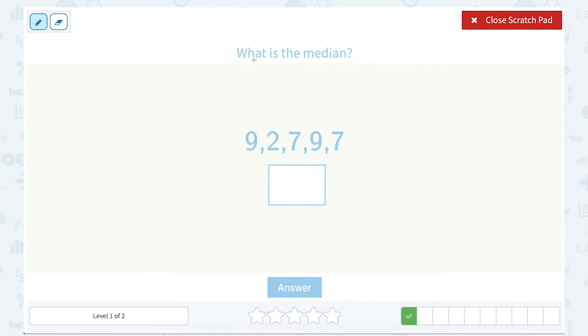Okay, I have another question about the median. So I'm going to start by putting my numbers in order because I can see 9, 2, 7, 9, 7, they're not in order. So we want to go from least to greatest. My smallest number is 2. And again, I'm just crossing them out to keep track of which ones I already used, which is super helpful if you get into larger sets of numbers.